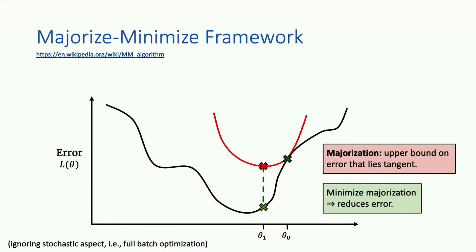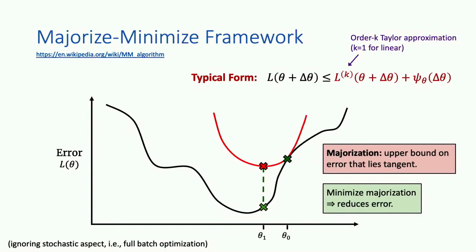That's what a majorization is. And then I minimize the majorization. I find the point that minimizes the majorization. That's my new iterate in my optimization iterations. The typical form of a majorization is to do some sort of Taylor approximation, where k is the order of the Taylor approximation, plus this upper bound of the rest. If you're doing things like gradient descent, k will equal 1 because we're doing a linear approximation. And then you need to upper bound the rest, and the sum of these two creates this majorization.